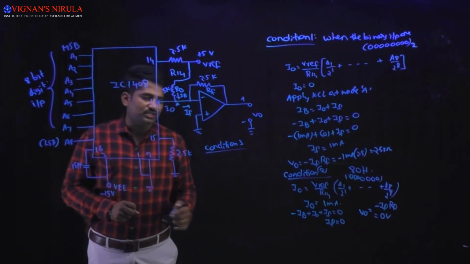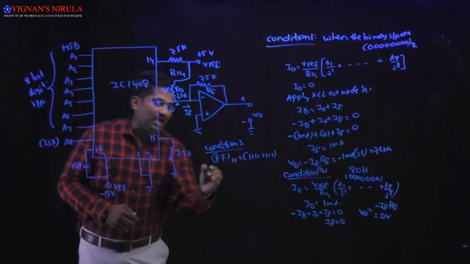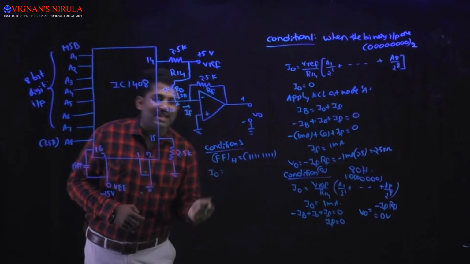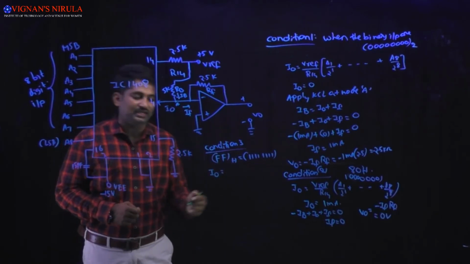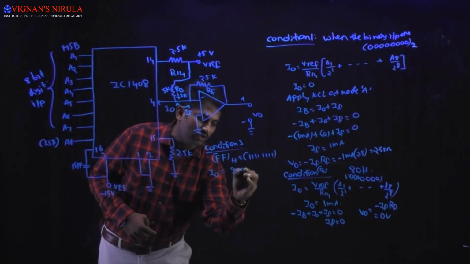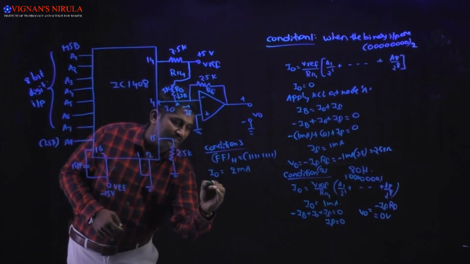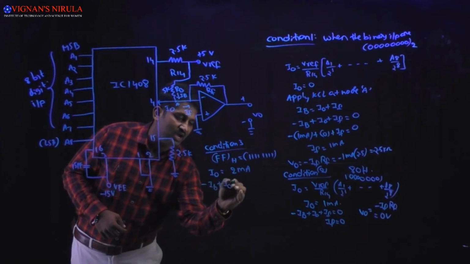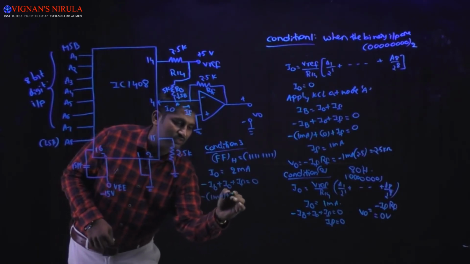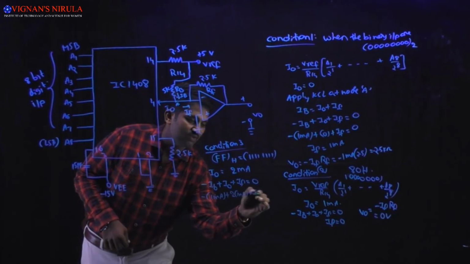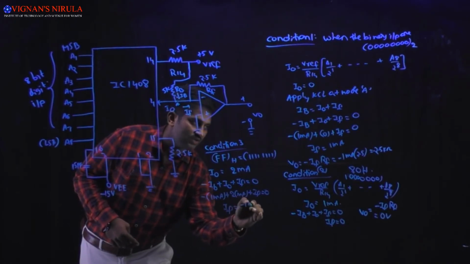Coming to condition 3, when the binary input has taken as all ones, then you will get the output current I naught. Just now we calculated it as 1.998 milliamperes, which we are going to consider here as approximately equal to 2 milliamperes. Once again apply KCL at node A. So we will get minus IB plus I naught plus IF equal to 0. So minus 1 milliampere plus 2 milliamperes plus IF equal to 0. From this, IF is equal to minus 1 milliampere.